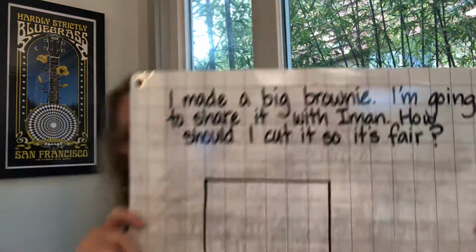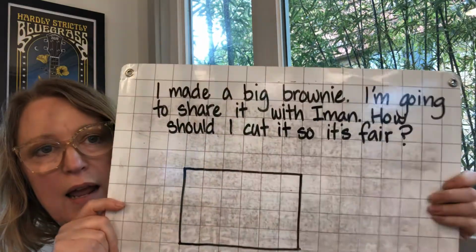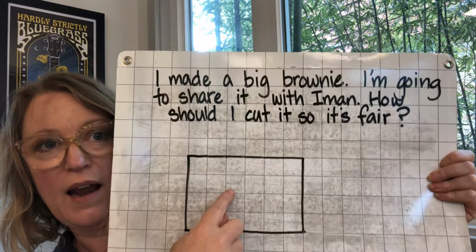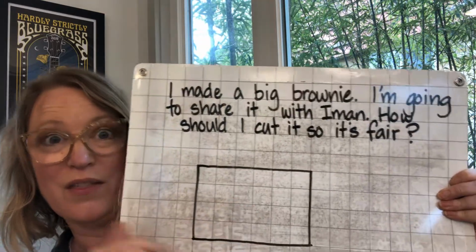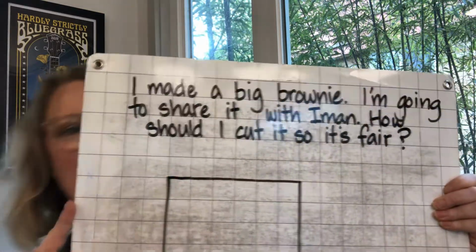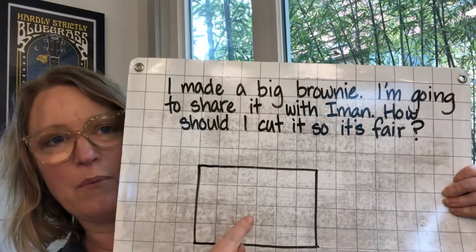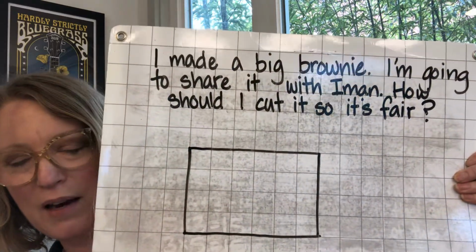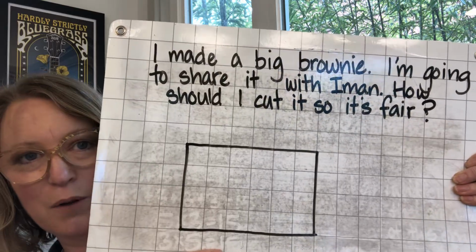So the first thing I'm going to do is I'm going to tell you the story problem. And remember, we're thinking, how can we divide shapes equally? So I made a big brownie. Here it is. And I'm going to share it with Iman. How can I cut my brownie so that it's going to be fair between Iman and I? How can it be equal?